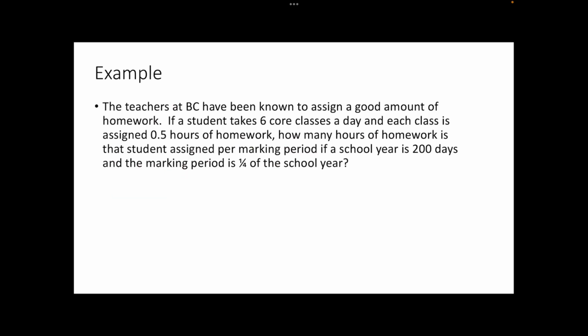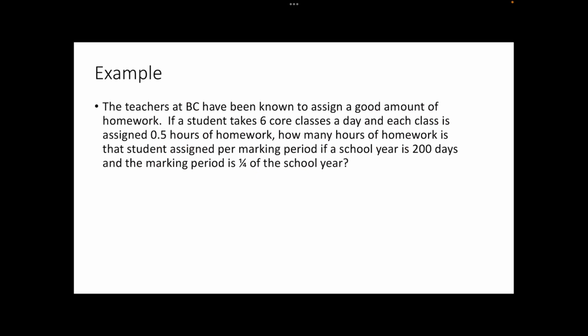All right, it says that the teachers at BC have been known to assign a good amount of homework. If a student takes 6 core classes a day and each class is assigned 0.5 hours of homework, how many hours of homework is that a student assigned per a marking period? If a school year is 200 days and the marking period is 1/4 of the school year.